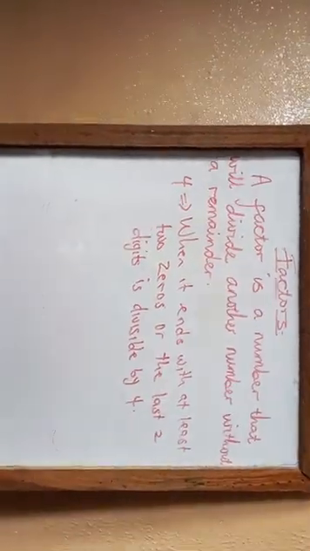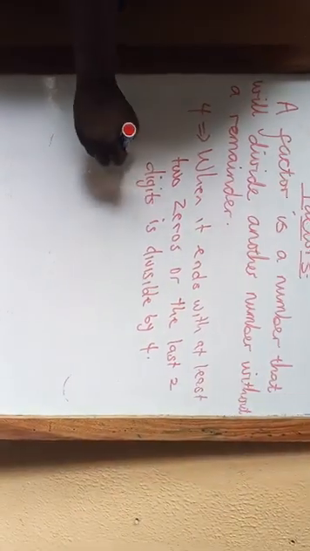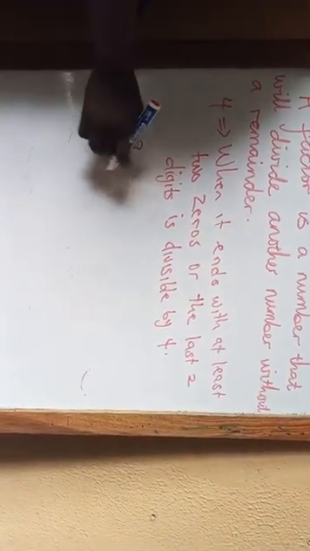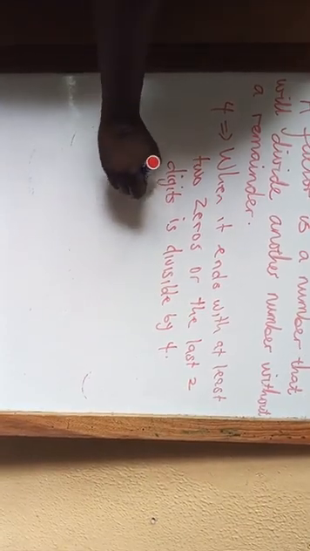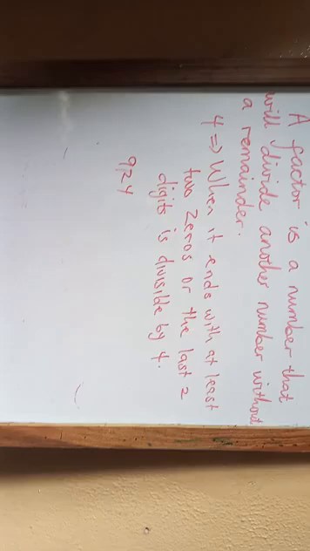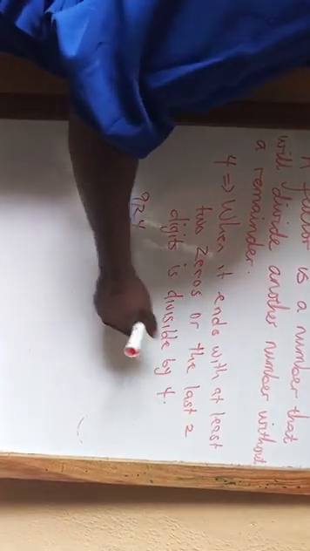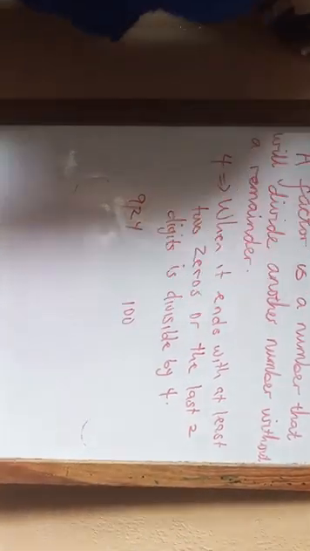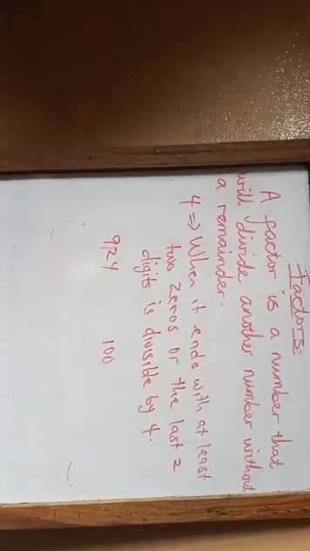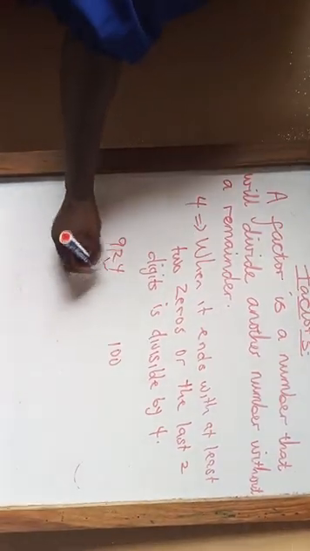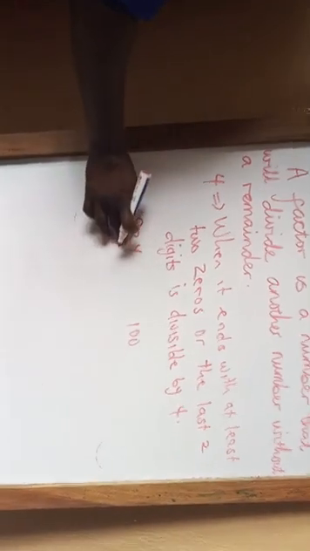Now let us look at an example of this. 924. Then let us look at 100. The last 2 digits here is what? 24. Can 4 divide this?